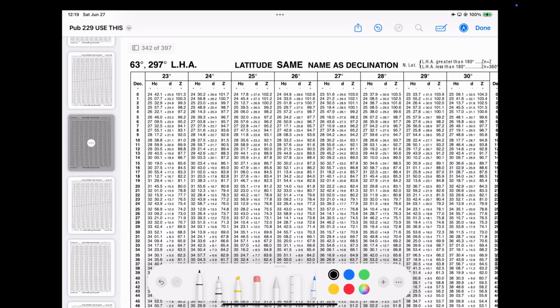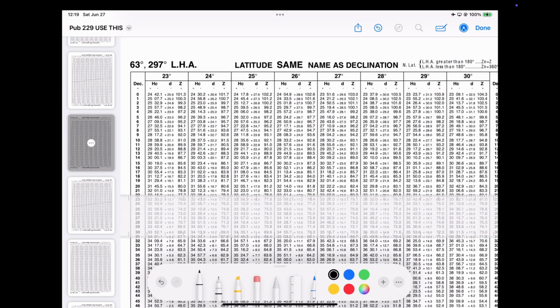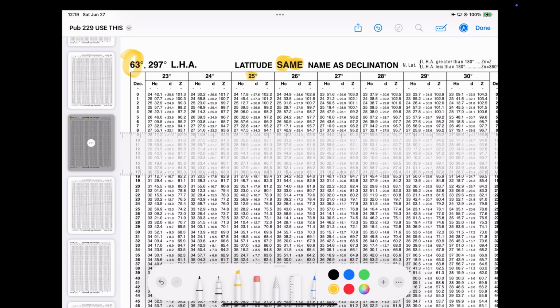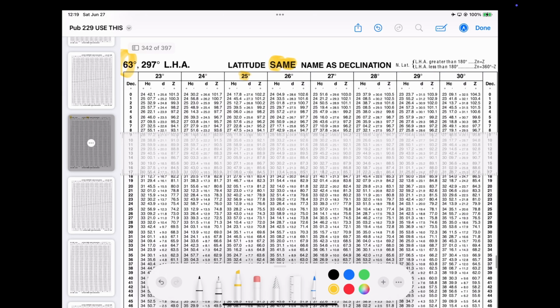So we know we found our LHA. Now let's find our latitude. We know it's on the same also. Let's find our latitude, which is 25 degrees. Now, where is our declination? 8 degrees. You want to have a straight edge ruler or something, because these numbers are tiny, and you don't want to write down the wrong Z number.